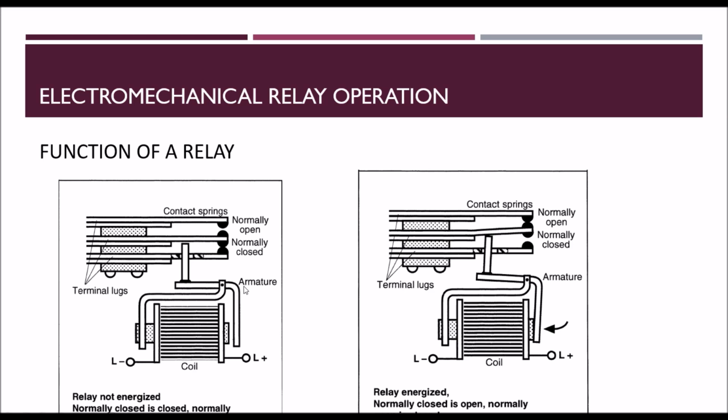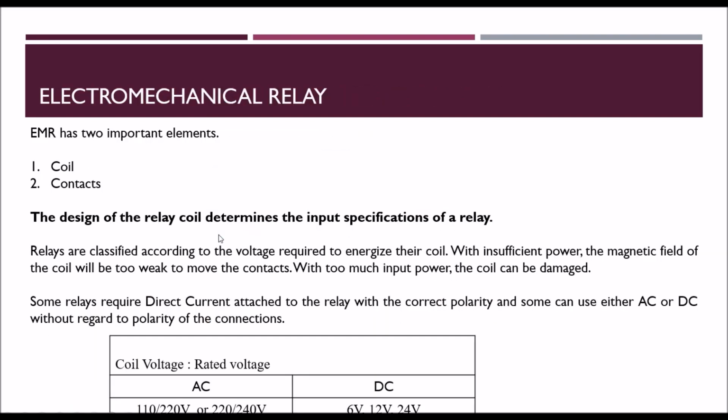As I mentioned earlier, contacts are of three types: normally open, normally closed, and changeover type. This is a changeover type contact. The left-hand side coil is de-energized and the right-hand side is energized. That means there is a coil here, and the coil has two terminals, and an armature is there, and three pins are there, like this. Three pins are important.